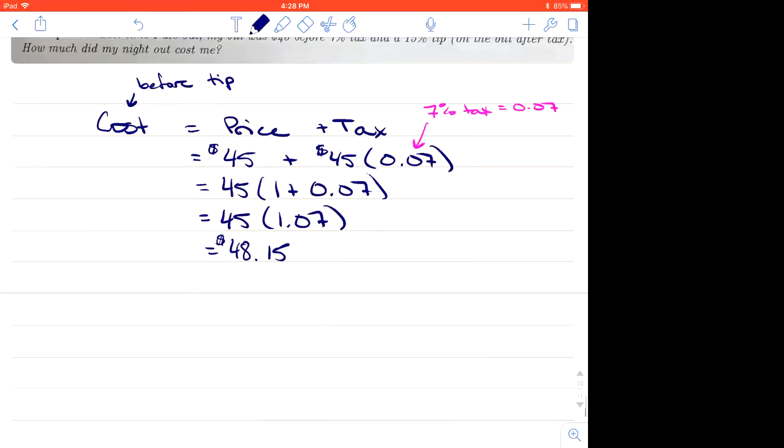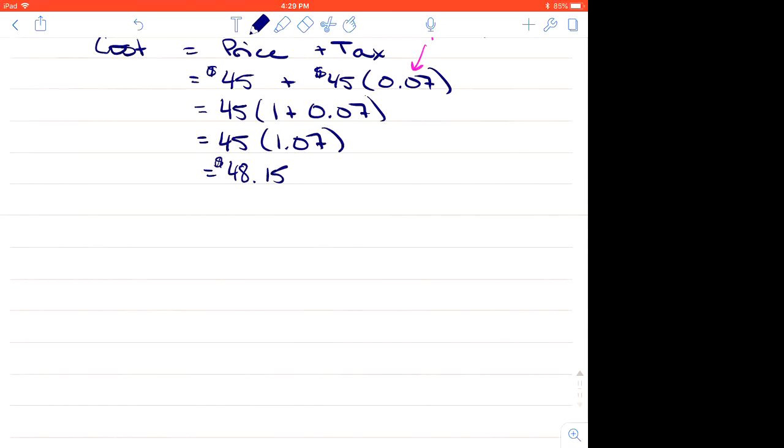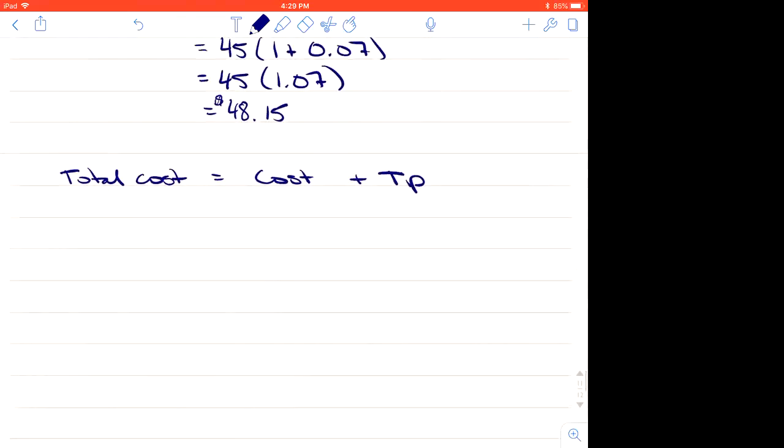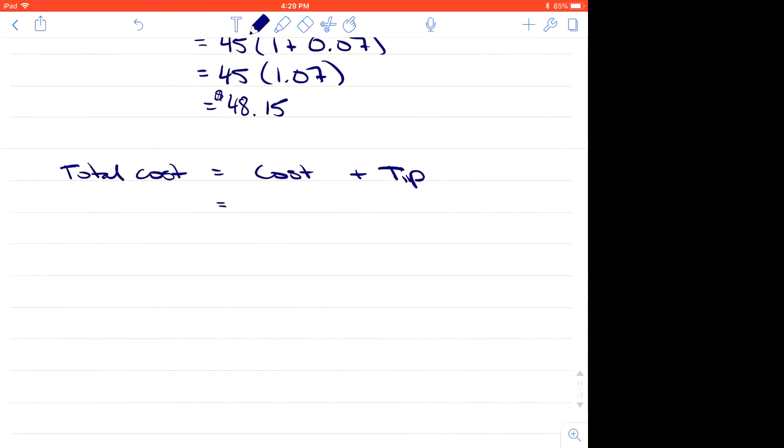Okay. So that's the cost after tax, right? And then we're going to tip 15% on top of that, right? So the total cost is going to be the cost plus the tip. Cost plus the tip has the same setup as the price plus the taxes, right? So we have 48.15, plus the tip, which is 48.15 times 0.15, right? 15% of 48.15. I'll skip a step here and say 48.15 times 1.15.